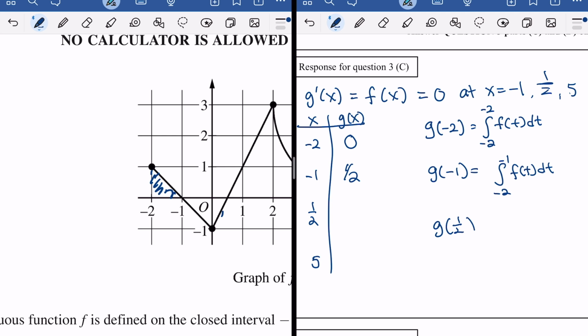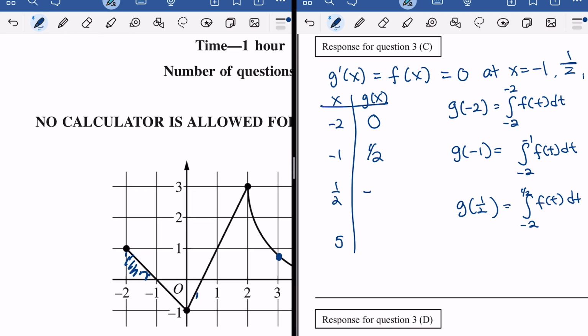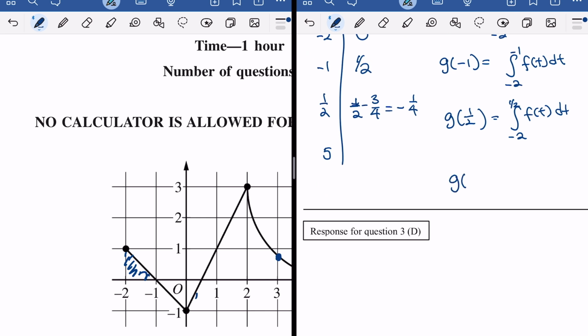The g of 1/2 is the antiderivative from -2 to 1/2 f of t dt. So here I'm going to have a negative triangle. So here is the 3/2 times by 1 times by 1/2. It's a 3/4. Adding this triangle here, 1/2 minus 3/4, which we need to compute because we need to figure out which one is the minimum value. This is -1/4.